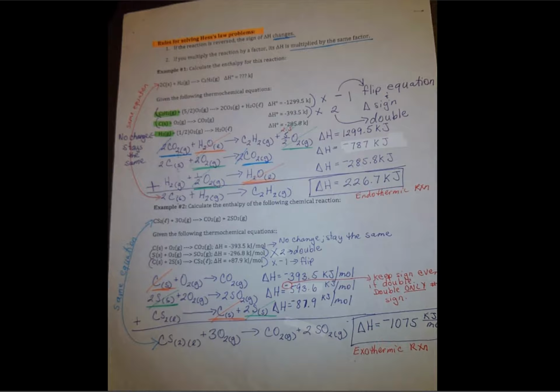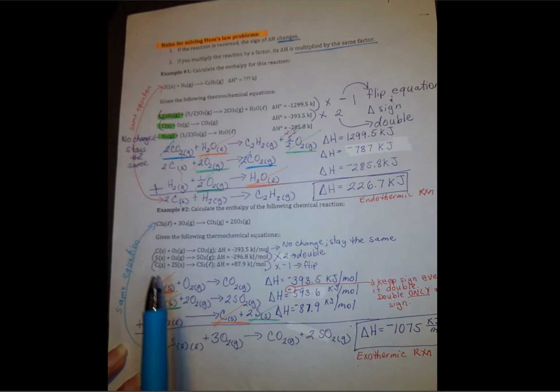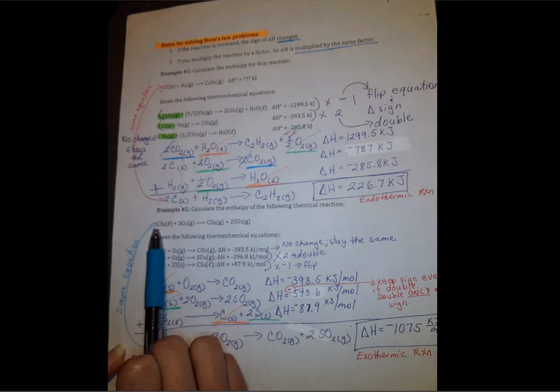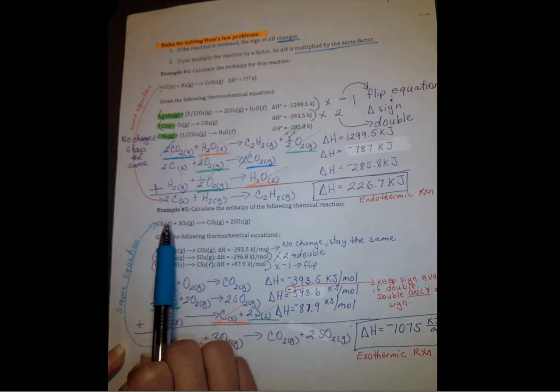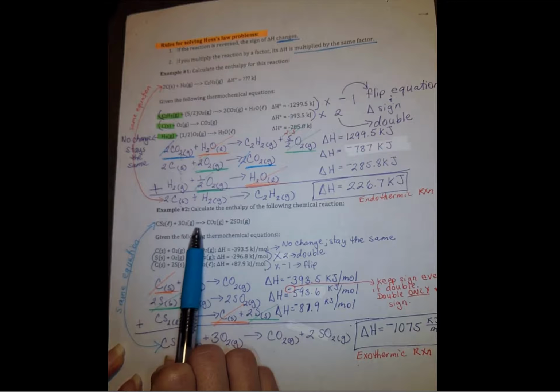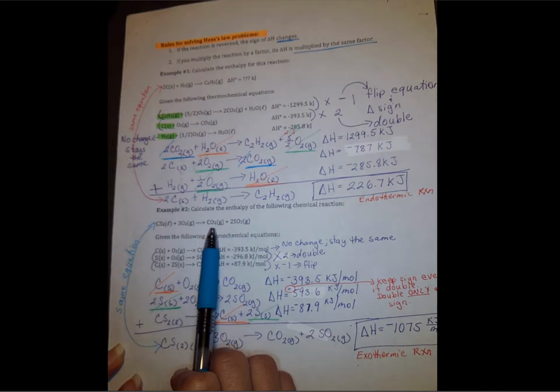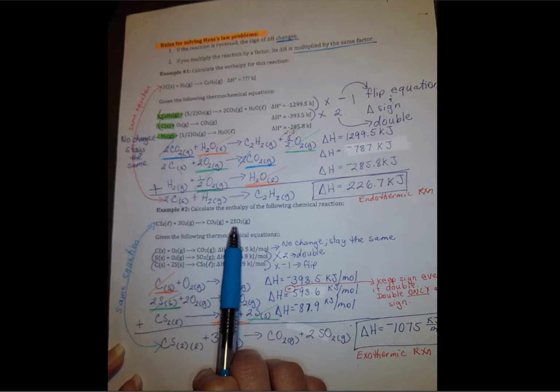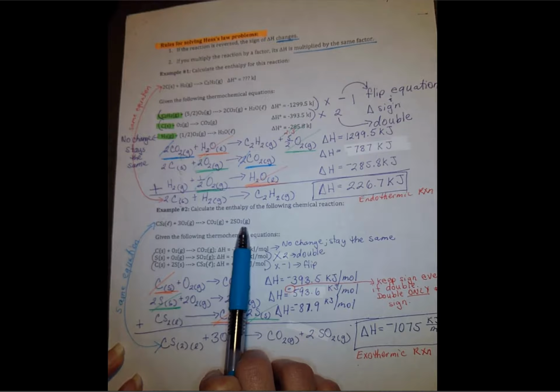So let's look at the second example. In the second example, you have 1 mole of carbon disulfide and 3 moles of oxygen gas that produce 1 mole of carbon dioxide plus 2 moles of sulfur dioxide gas.